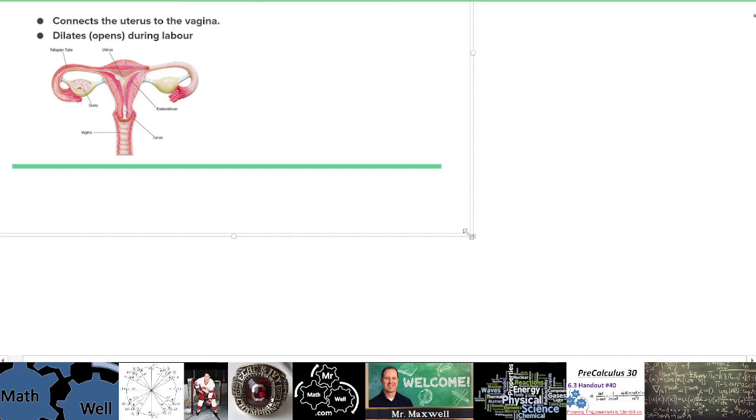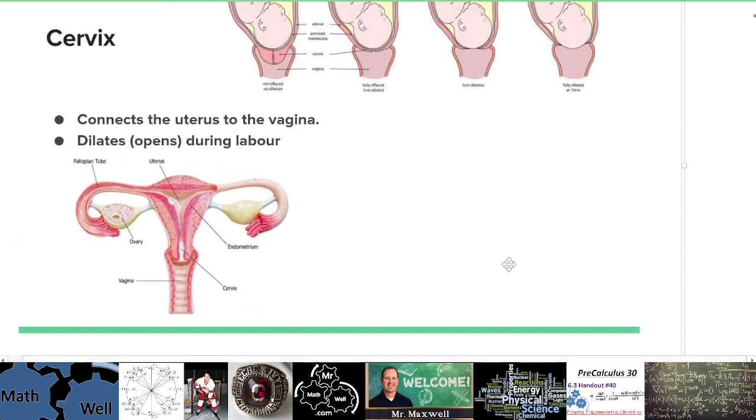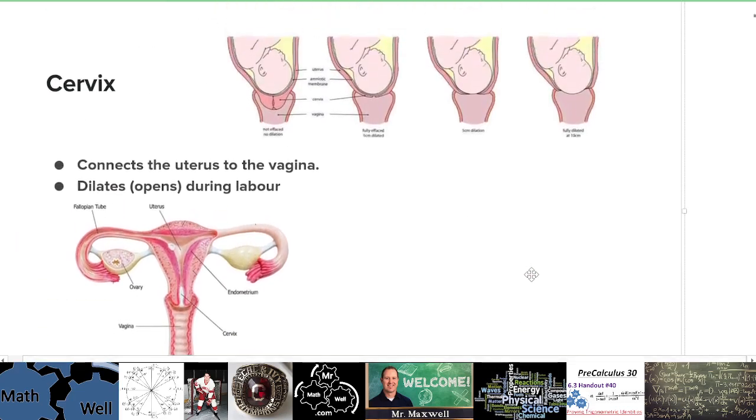All right, the cervix. What is the cervix? Well, the cervix connects the uterus to the vagina. So we have the ovary, we have the fallopian tube, we have the uterus, and we have the cervix.